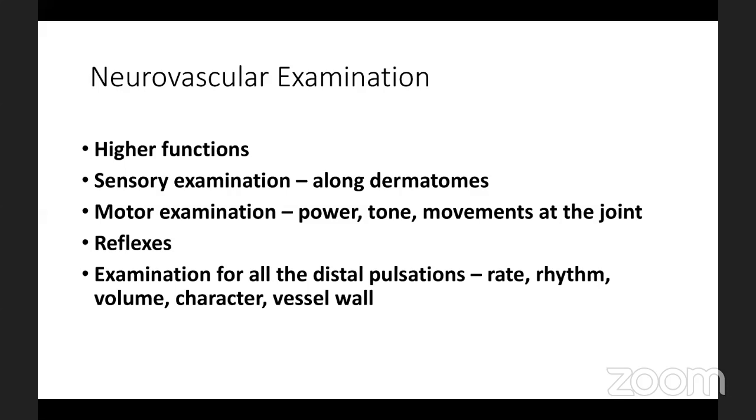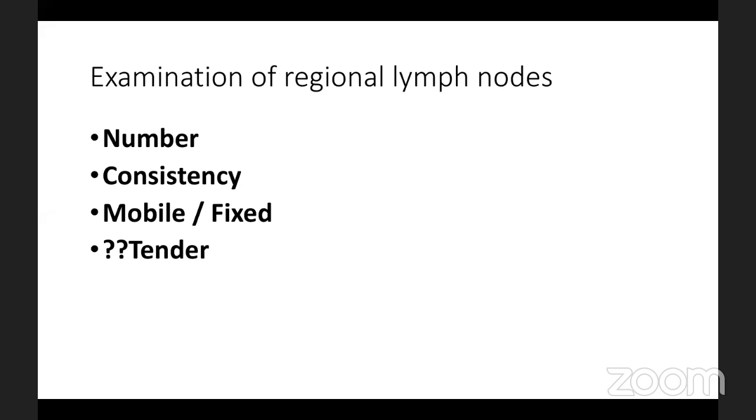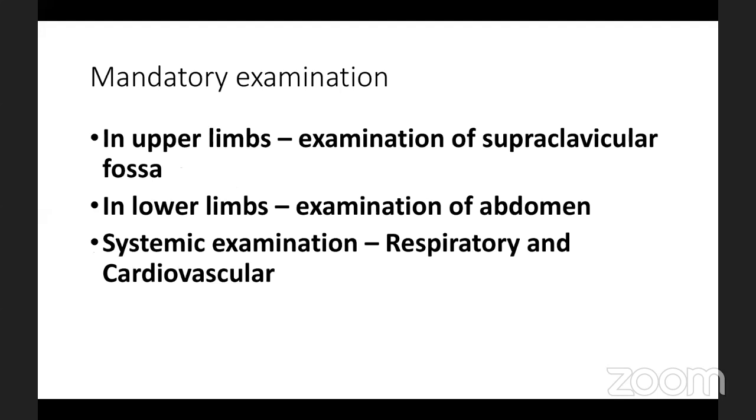I won't get into the depth of it because that will take a lot of time. I can cover that. And then you must examine the regional lymph nodes for their number, their consistency, whether they're mobile or fixed, tender or not. If they're fixed, suspicious of malignancy. If they're hard, suspicious of malignancy. If they're multiple, suspicious of malignancy. If they're tender, likely to be inflammatory.